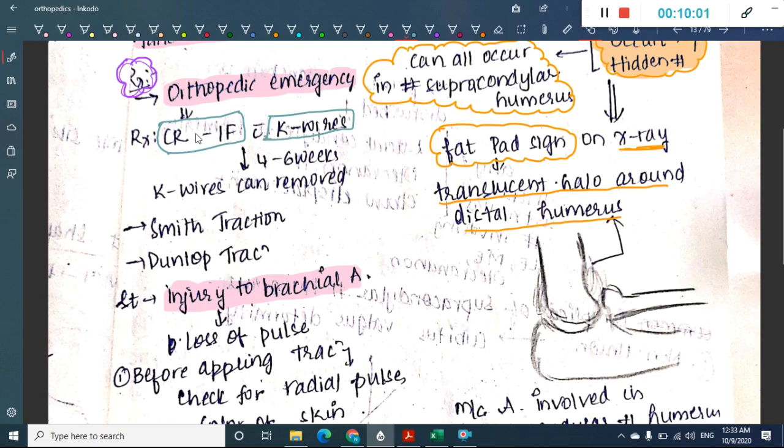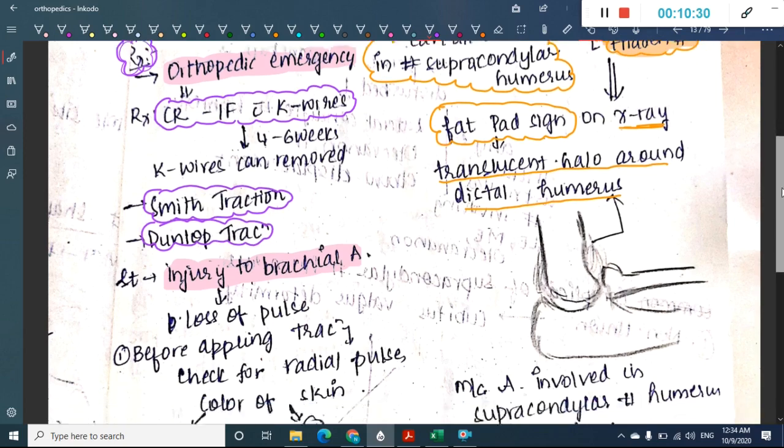So you can do closed reduction with internal fixation with K wires here. After 4 to 6 weeks you can remove the K wires. You can also use one more traction, that is Smith traction or Dunlop traction, in the supracondylar fracture of humerus.